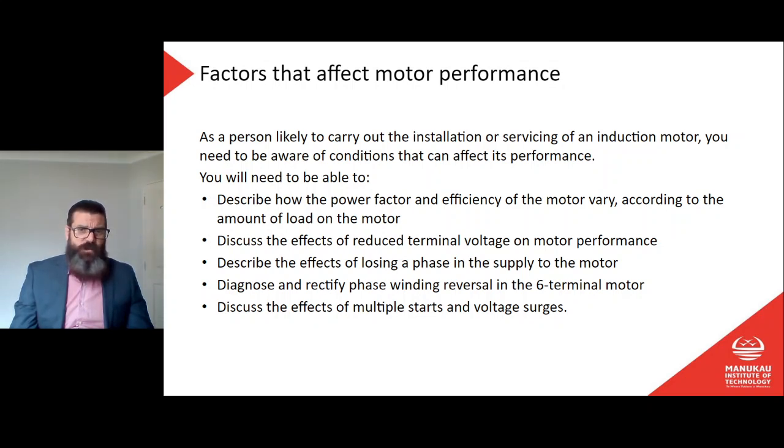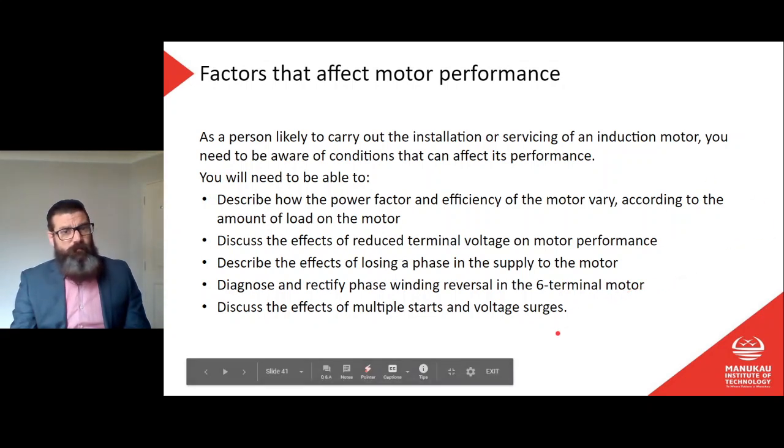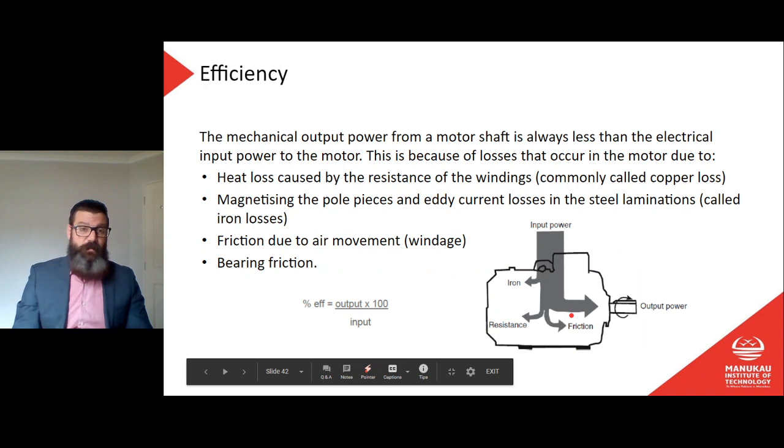Discuss the effects of reduced terminal voltage on motor performance. Describe the effects of losing a phase in the supply to the motor. Diagnose and rectify phase winding reversal in the 6-terminal motor. And discuss the effects of multiple starts and voltage surges. So let's go and have a look at some of those then.